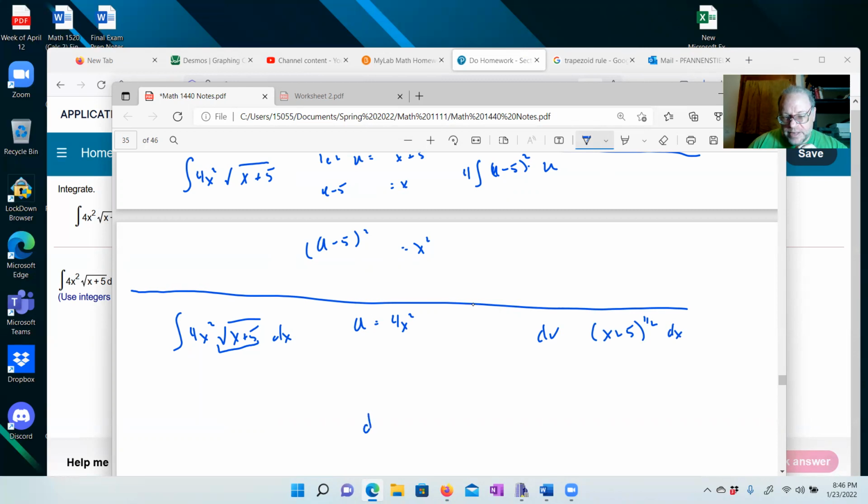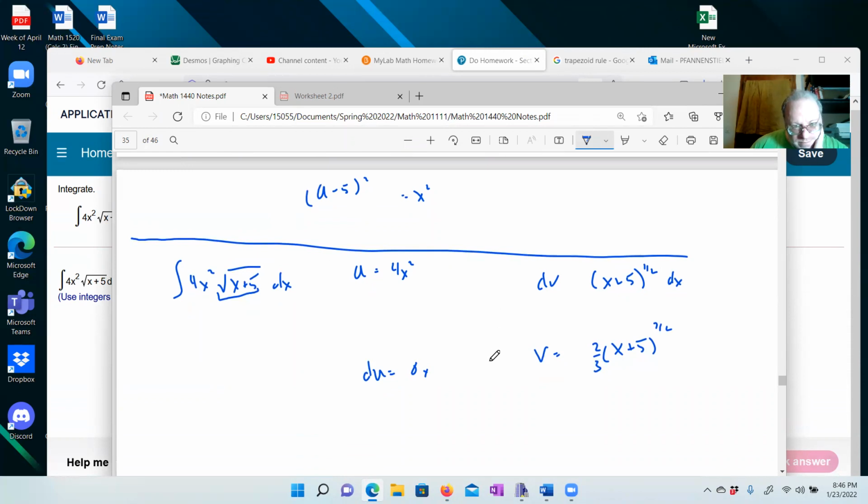So taking our derivative, du is equal to 8x. v is equal to, well, I've got to integrate this thing. Like I said, it's not going to be fun either way. So this is x plus 5 raised to the 3/2, and then we have 2/3 out here. Looking to see whether doing it the other way around might be better, we'd have 1/2 x plus 5 raised to the negative 1/2, and then we'd have 4/3 x cubed if we went the other way around.